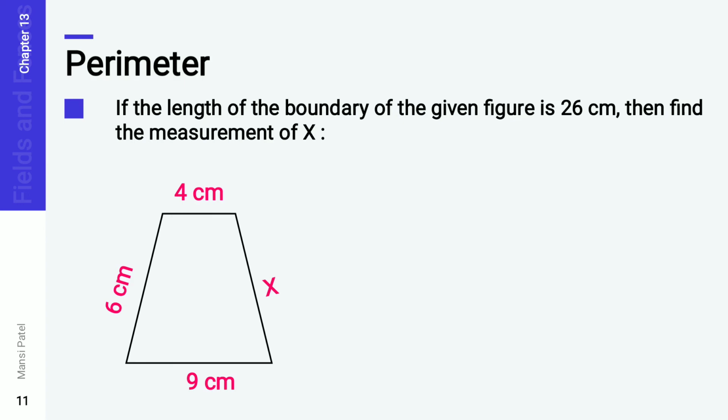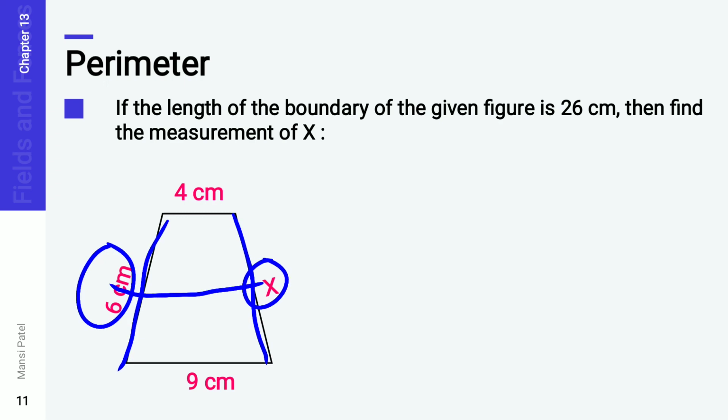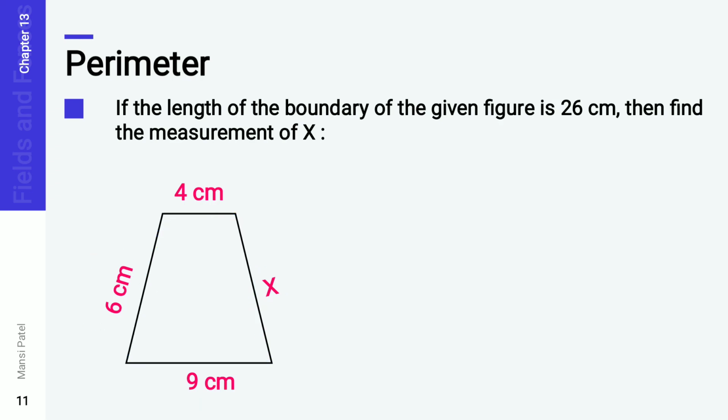4 sides are there. But this is not a square, because the lengths of all these sides are not equal. Now see, one another thing is that these both sides are equal, this one and this one. So the one measurement they were given to you is 6 centimeter. So you are not supposed to assume that the value of this x is also 6 centimeter. You have to find out the value of x.